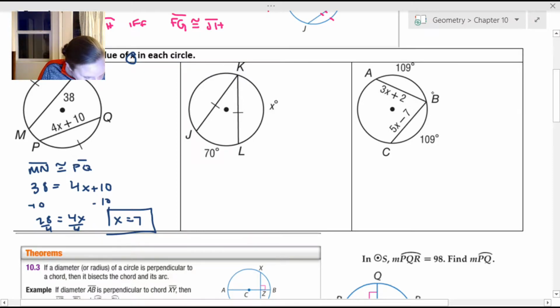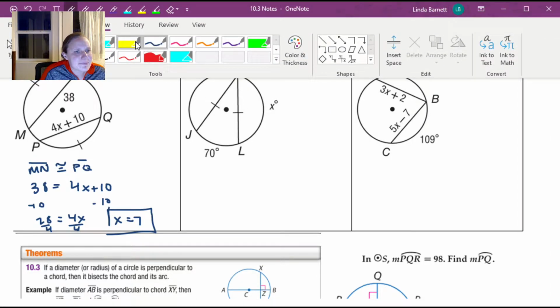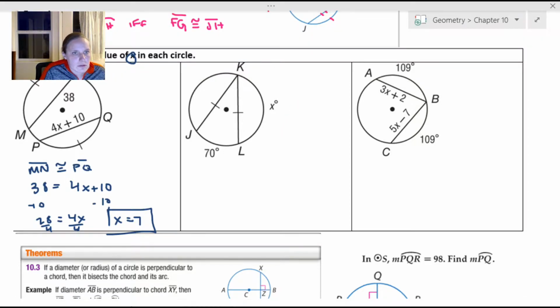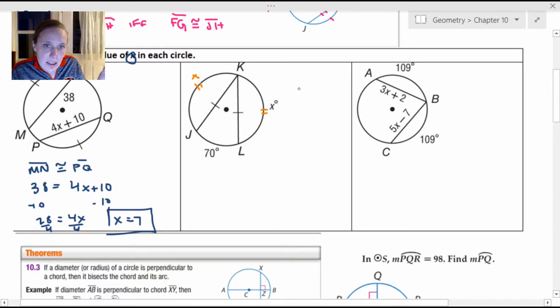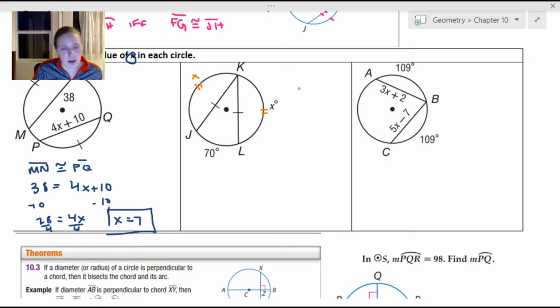All right. The next one. Ooh, this one's trickier. So I'm going to use a different color because I can. Orange. Okay, so I've got JK and LK are congruent. So I know that the arcs they're crossing are also congruent. LK is going to be congruent to JK. So if LK is x, then JK is also x, and this is a circle, so all of those arcs should add up to what? If you said 360, boy, are you right.